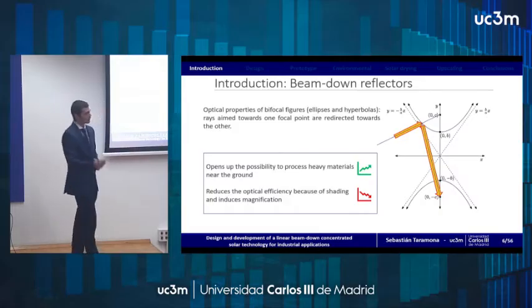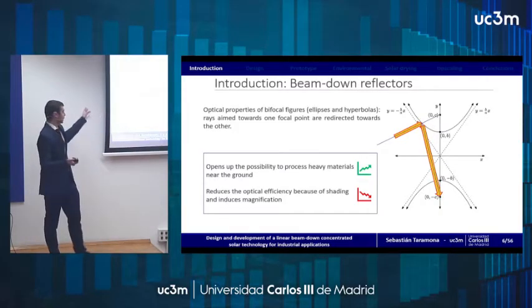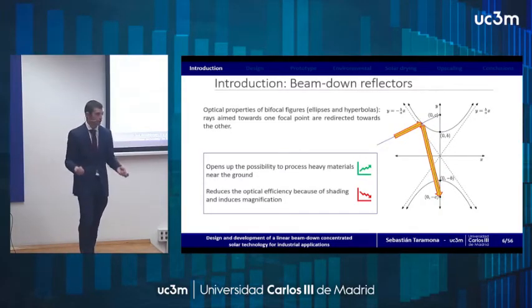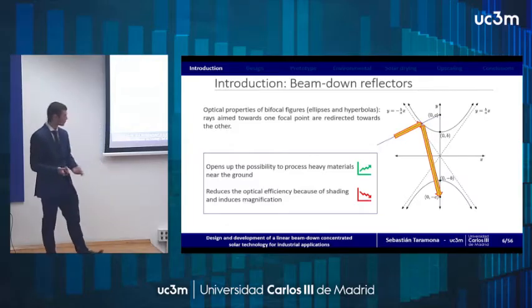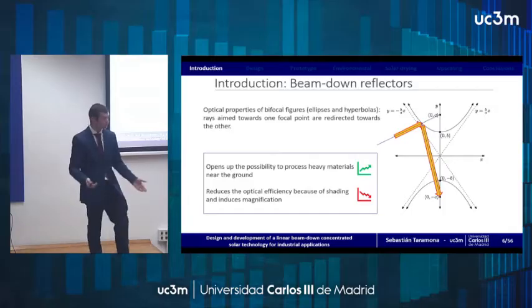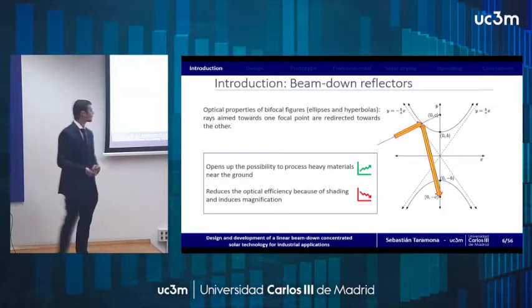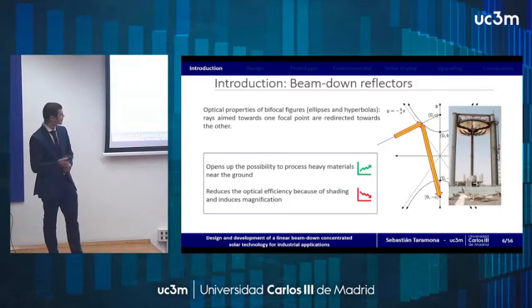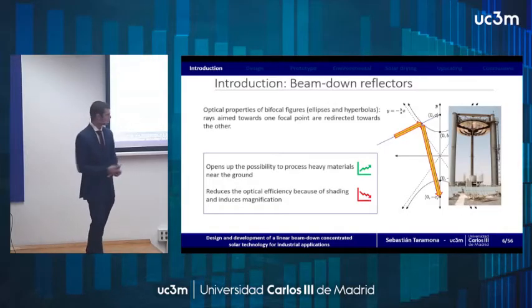This means we can locate the heavier particles near the ground. And, well, it also has the main drawback that it causes additional optical losses, a drop of optical efficiency, basically because we're casting a shade in the primary field, and also because of the magnification effect. And here you can see a beam down tower, this is the Masdar Institute test site.